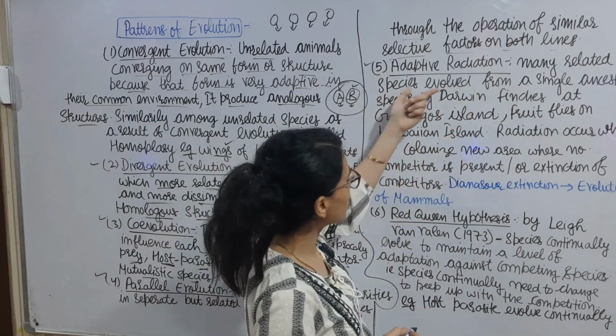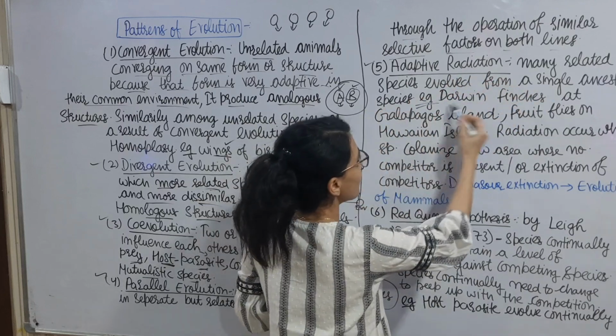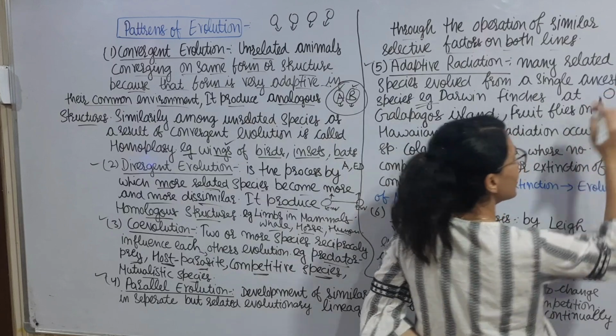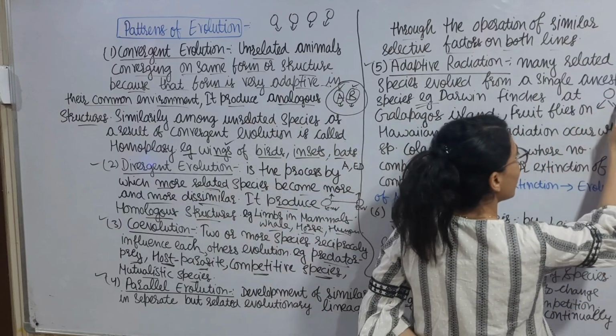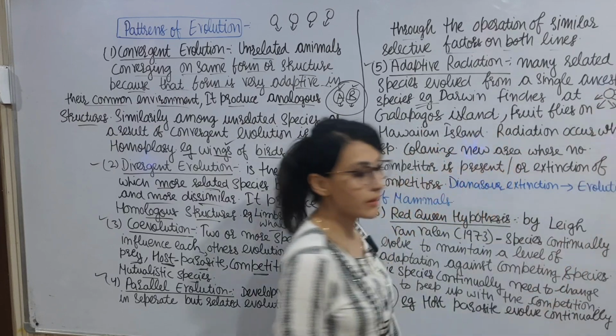Many related species evolve from a single ancestral species, as in the case of Darwin's finches. Means if there is one ancestral species which helps in the production of various species or various descendants, this is called adaptive radiation.